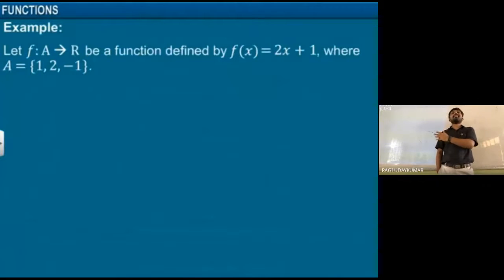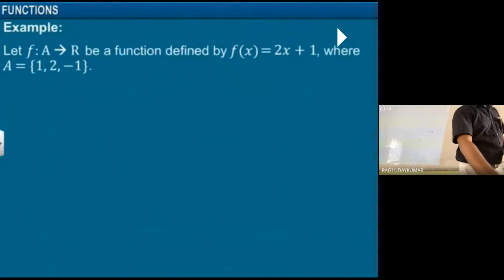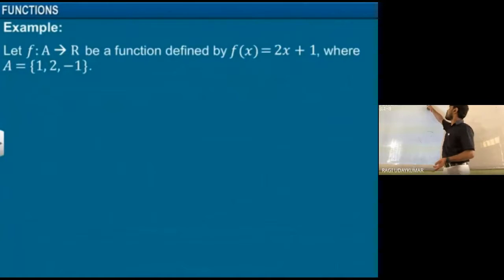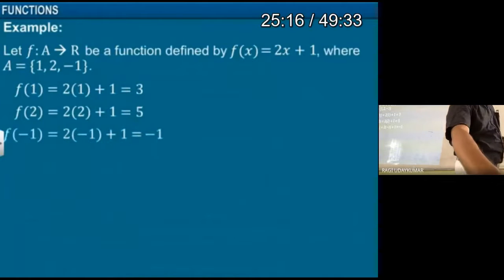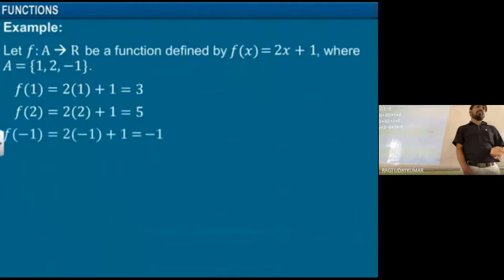This is defined here, f of x equal to 2x plus 1, where A is equal to 1, 2, minus 1. If x equal to minus 1 is taken, f of x value क्या होगा 3. So 1, 3 is present in the function, because here in this place 1 substitute करो 3 आएगा, 2 substitute करो 5 आएगा, minus 1 substitute करो plus 1 आएगा. So these are the ordered pairs you are going to have in the function. f of 1 equal to 3, f of 2 equal to 5, f of minus 1 is equal to minus 1.